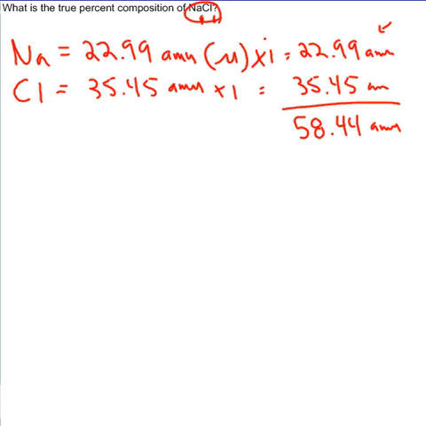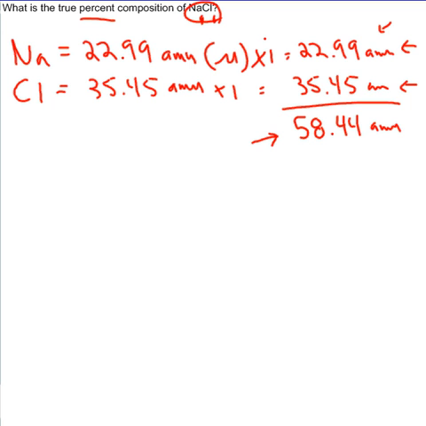Percent composition, any percent, is always a piece over the whole times 100. So in this case, the whole compound weighs 58.44 AMU. We know the sodium piece weighs 22.99 AMU, and we know the chlorine piece weighs 35.45.